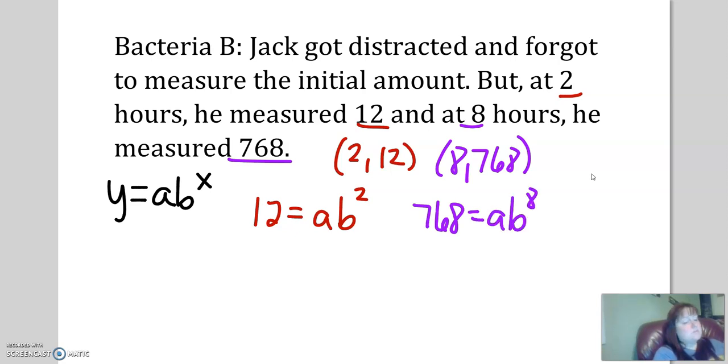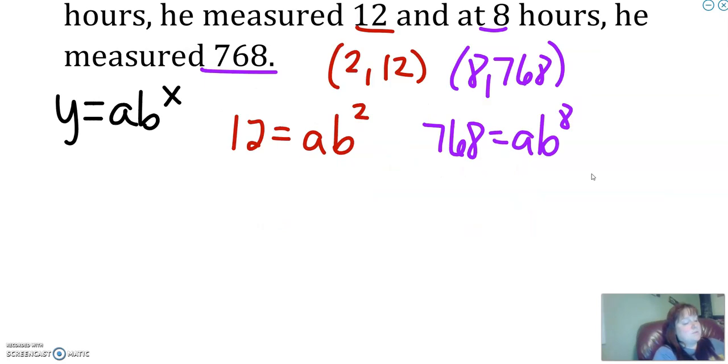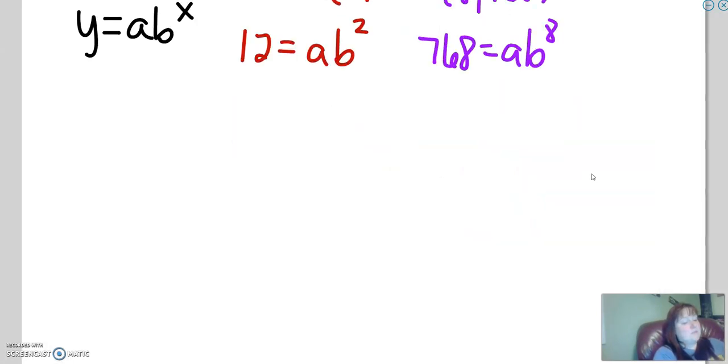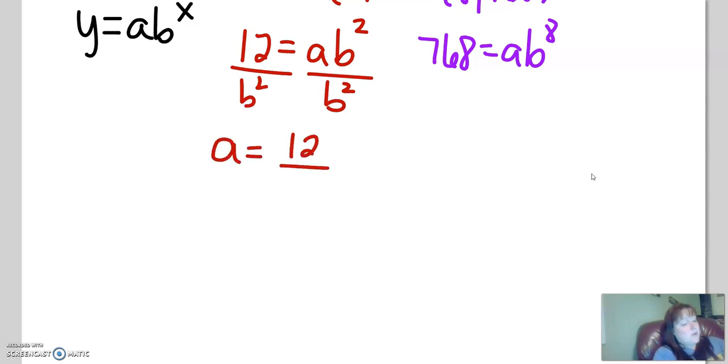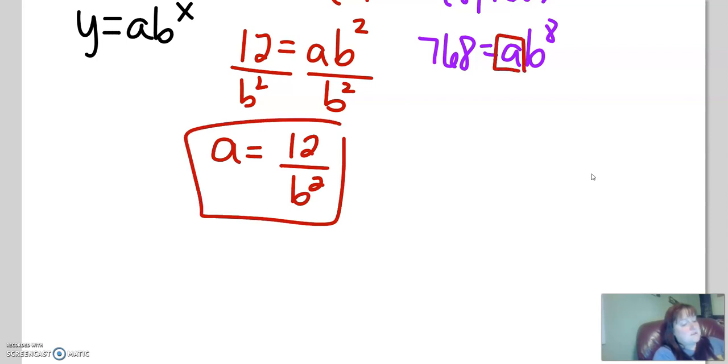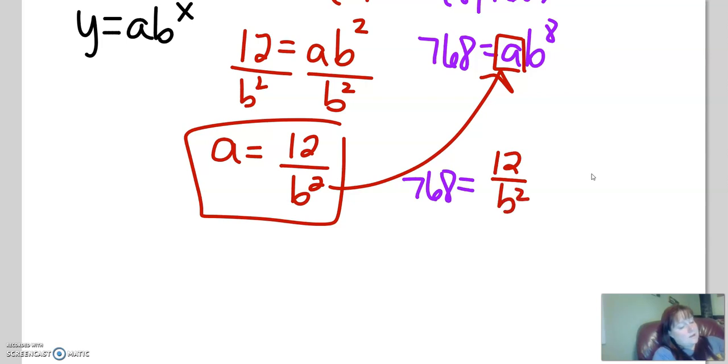Okay, so we have these 2 equations with 2 unknowns. So this is a system of equations. We're going to solve them with substitution. So we're going to divide both sides by b squared so that I can have a all by itself. And now I get that a equals 12 over b squared. So this is an important value that I want to make sure I remember where it is. We're going to plug that in for a right there, and we're going to get 768 equals 12 over b squared times b to the 8th.